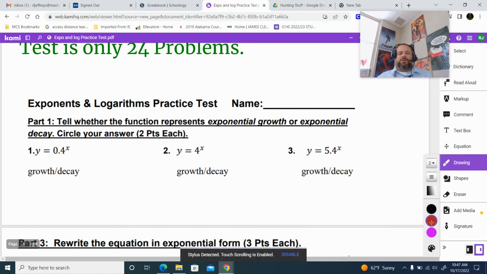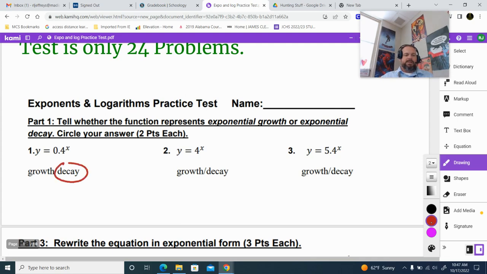Now, remember, this is growth or decay. It's decay if it's between 0 and 1. It's growth if it's greater than 1. So, number 1 would be decay. This would be growth. This would also be growth. That's easy 6 points right there, guys and gals, and everybody in between.